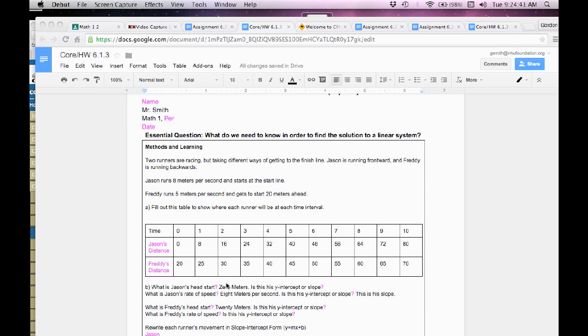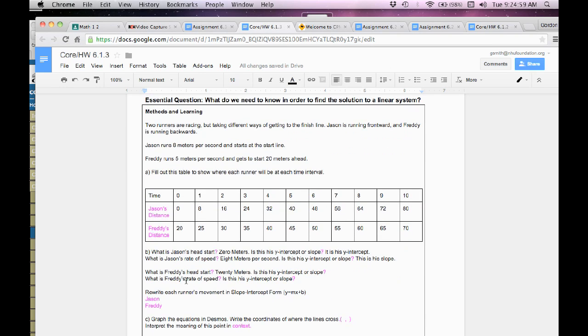So what is Jason's head start? He doesn't get a head start at 0 meters. Is that his y-intercept or his slope? It is his y-intercept. What is his rate of speed? 8 meters per second. Is the rate his y-intercept or his slope? The rate is meters per second, in other words, the change in y over the change in x. So that would be his slope. His change in y over his change in x is his slope.